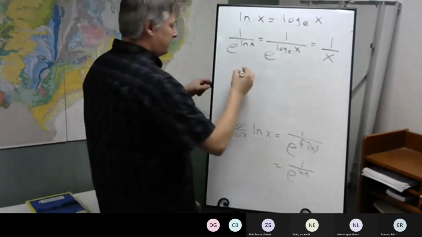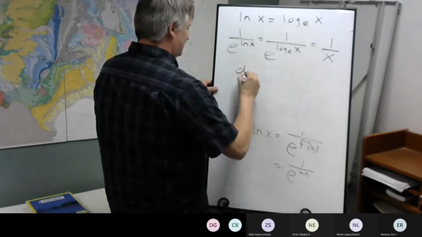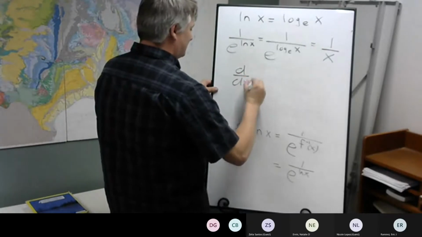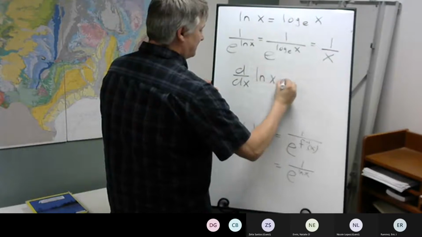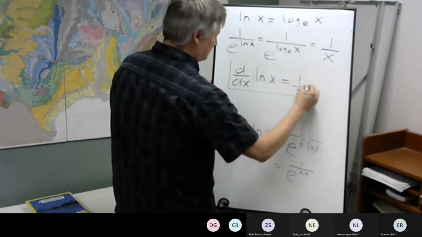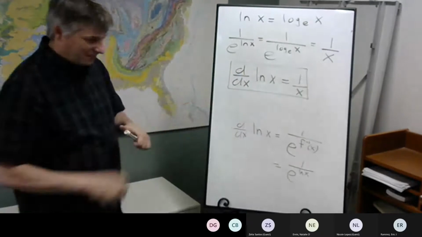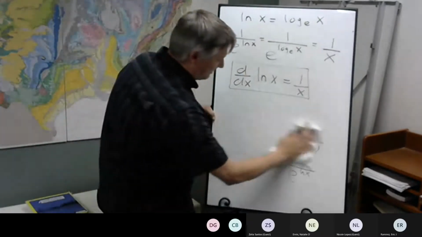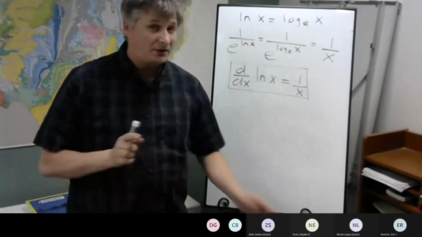So in short, what we find out is d/dx of ln of x is 1 over x. Now, questions about that?